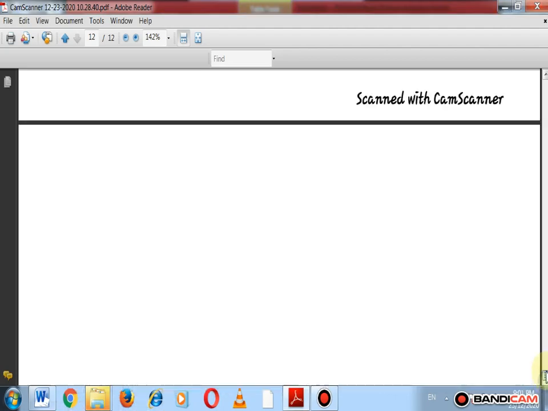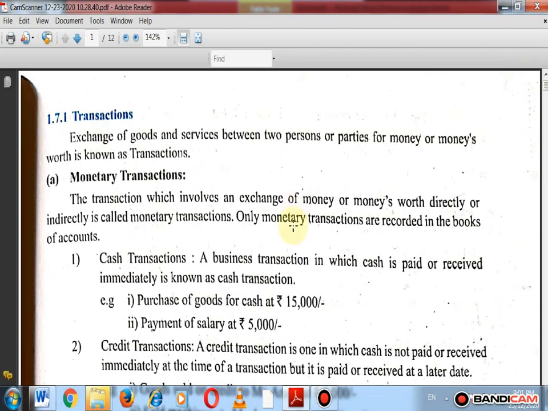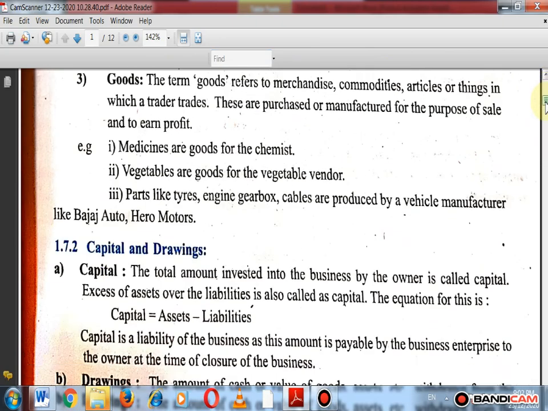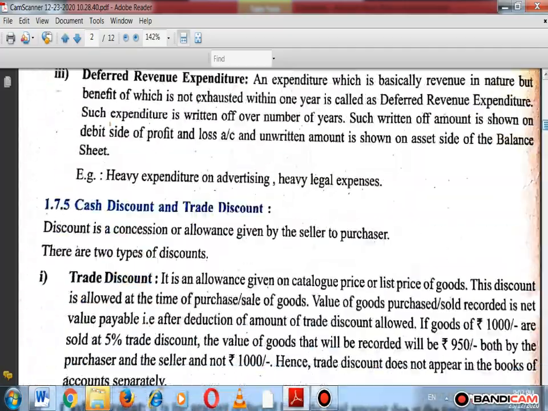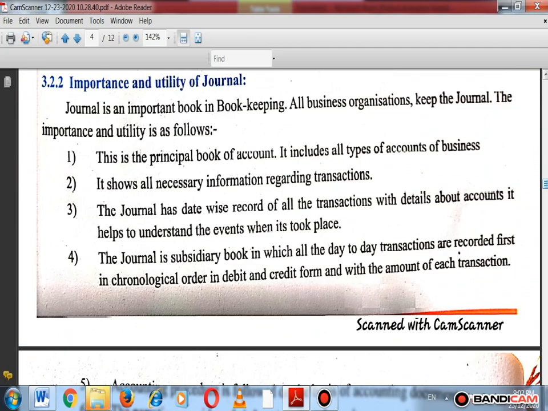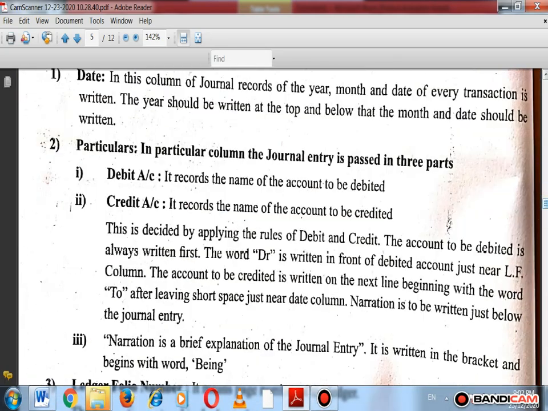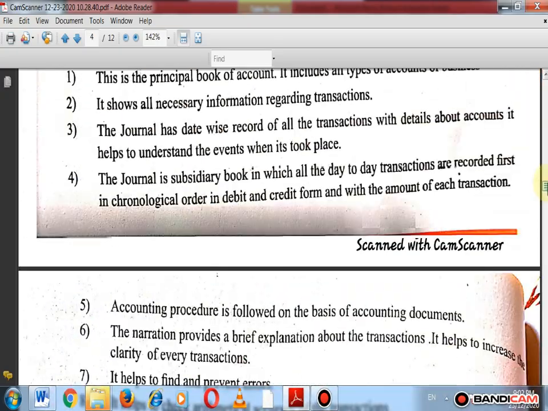So these are the first unit. Read this theory properly and remember these shortcut keys, as well as how to make ledger posting and journal entries. Read all the theory carefully.